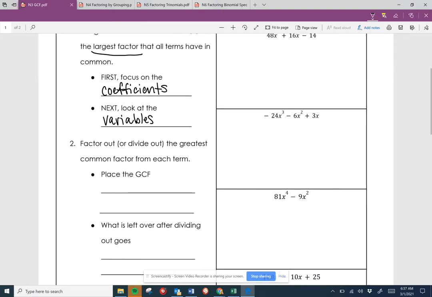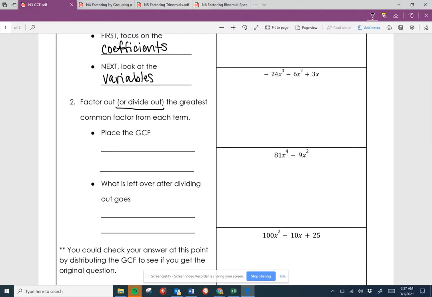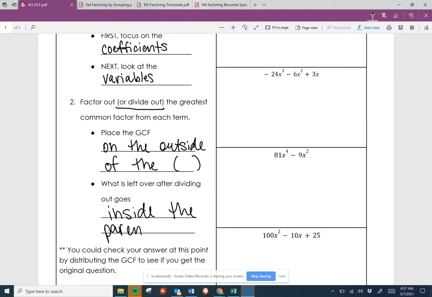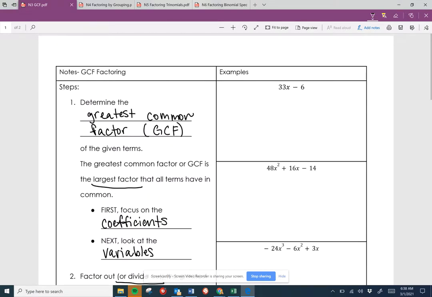Okay, we want to factor out, which is the same as dividing. Okay, the GCF, we're going to put the GCF on the outside of the parentheses. I'm just going to draw some parentheses so we don't have to write that word. And then what is left over after dividing, it goes inside the parentheses. We'll write it out that time. Okay, so we can always check our answer by distributing the GCF back and see if we get the original expression. Okay, so if we come up here to the top, we can see a few of our examples.